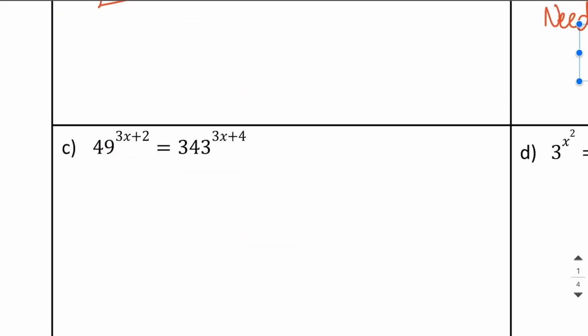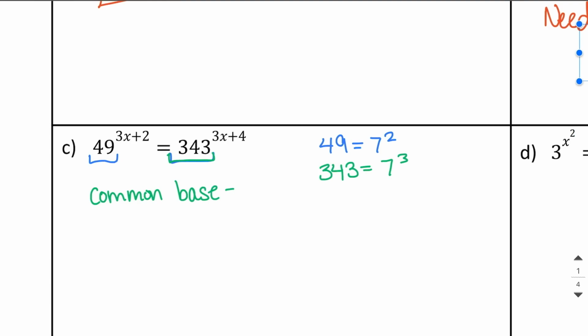Okay, in our next example, we have different bases. Our bases are not the same, but 49 can be written as 7 to the power of 2, and 343 can be written as 7 to the power of 3. So if I multiply 7 by itself 3 times, I'll get 343. So that means right here that our common base is going to be 7.